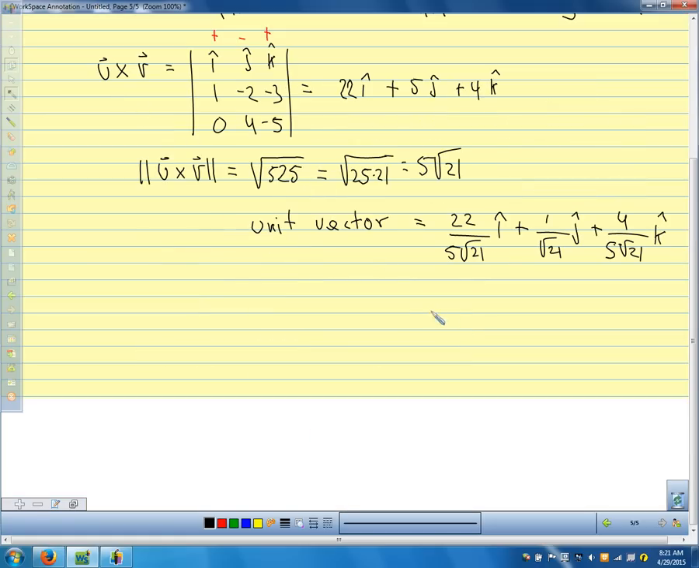And I could also write this as 1 over 5 square root 21. It's the same as dividing by the magnitude, times this whole thing, 22 i hat plus 5 j hat plus 4 k hat. These two are the same thing, and either one is fine. And I wouldn't make you rationalize that.